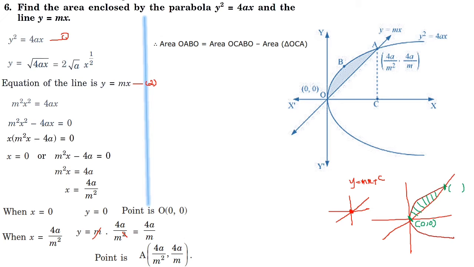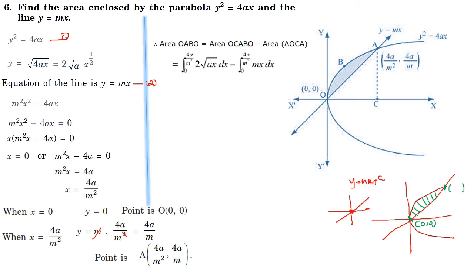So area OABO, OABO means this is the way we have to take OABO. That is equal to area of OCABO, you can see, OCABO, this area, minus area of triangle OCA. From the entire area, we are subtracting this triangle area. Okay, this is what we are doing. Even if you do not write this, you can directly write this part. It's not a problem.